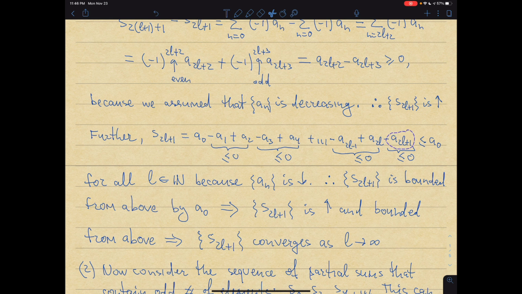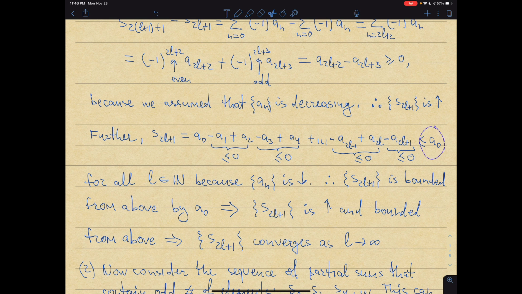So then overall, if I look at S_{2l+1}, then I can think of it as a positive term a0, and then everything else can be combined to look like negative terms. So that means that overall, S_{2l+1} must be less or equal than a0. But that is true for all l in N, or for all natural numbers l. And so therefore S_{2l+1} is bounded from above by a0. And so therefore S_{2l+1} is increasing and bounded, and thus it must converge as l goes to infinity.